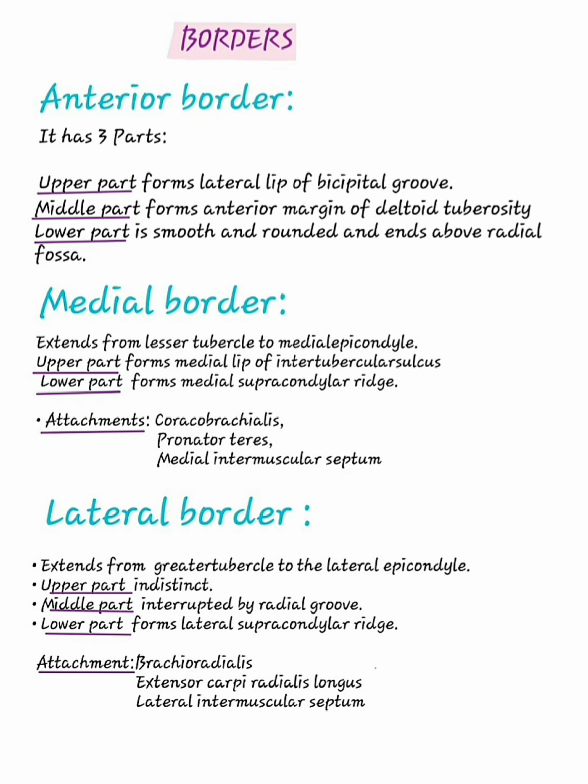Lateral border extends from the greater tubercle to the lateral epicondyle. Medial border extends from the lesser tubercle to the medial epicondyle. The lateral border has three parts: upper part, middle part, lower part. The upper part is indistinct. The middle part is interrupted by the radial groove. The lower part forms the lateral supracondylar ridge. Attachments: brachioradialis, extensor carpi radialis longus, lateral intermuscular septum.